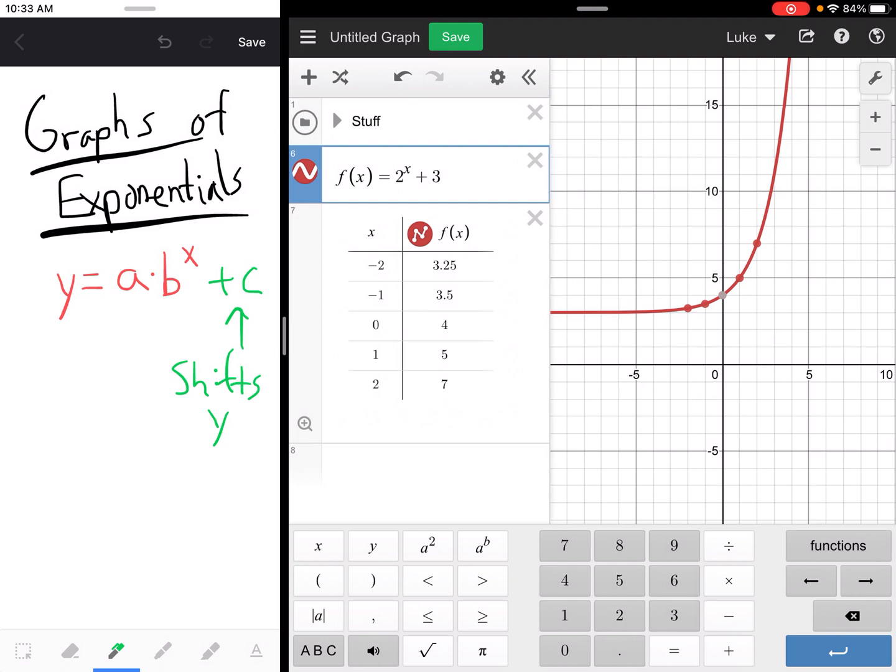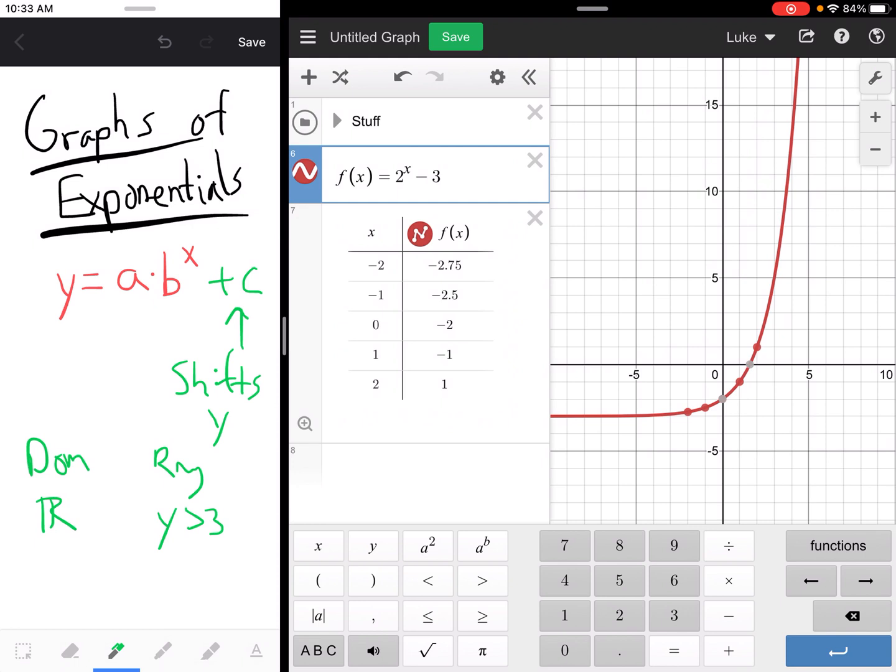All right, and so now what that means is that my domain is still going to be all reals, but my range is going to change a little bit. Now instead of being y is greater than 0, it's going to be y is greater than 3 because I shifted it up 3. Now I take that 3, I make it -3. It's going to be greater than -3. That's how it changes my range.